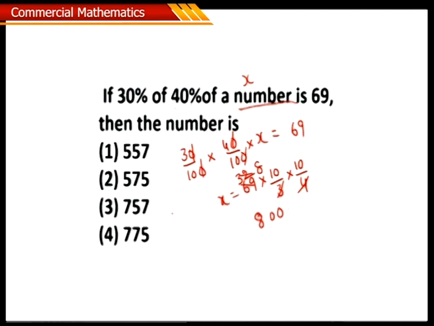30% of 40% of x is 69. After simplifications, we can observe 3 by 10 into 4 by 10 into x is 69. So x is equal to 69 into 10 by 3 into 10 by 4. 3 here 23 times and 4 8 times. So 8 into 10 into 10, 800 is the required number. So this is the way in which we can solve such type of problems. Okay. Now let us go for one more problem.